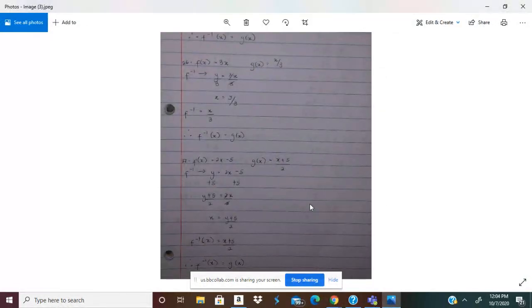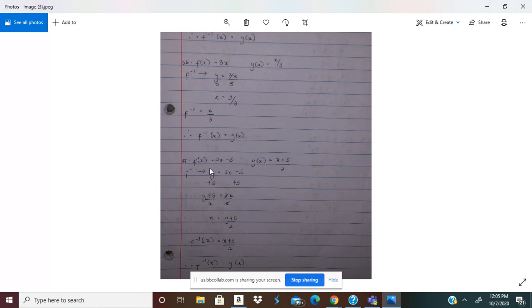Can you see? Yeah. Okay, I'm doing question 27. This one. I hope nobody did it yet. No, nobody did yet. Okay, so the question was to show that f inverse equals g.